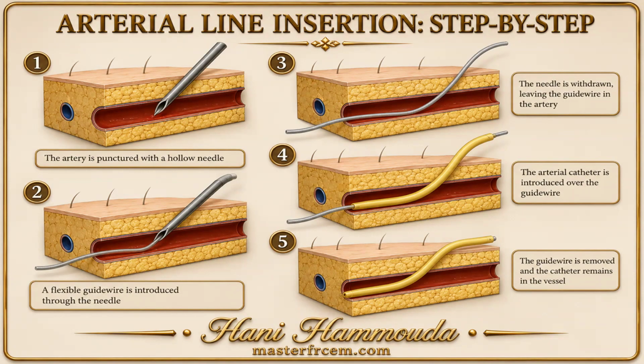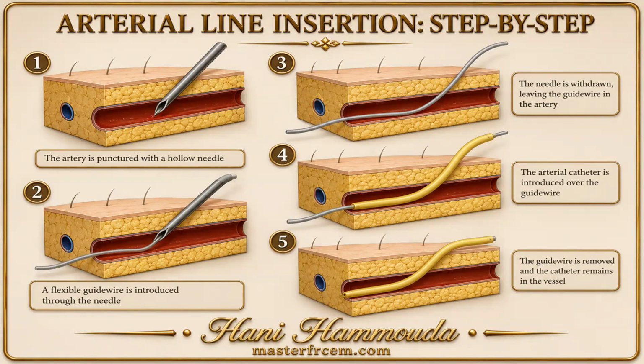And then, having introduced your guide wire, you gently bring your arterial catheter and introduce it with the guide of the guide wire directly into the artery. As you're advancing the arterial catheter into the vessel, you are gently withdrawing the guide wire. Once the catheter enters the vessel, then you completely withdraw your guide wire and secure your arterial line in place.